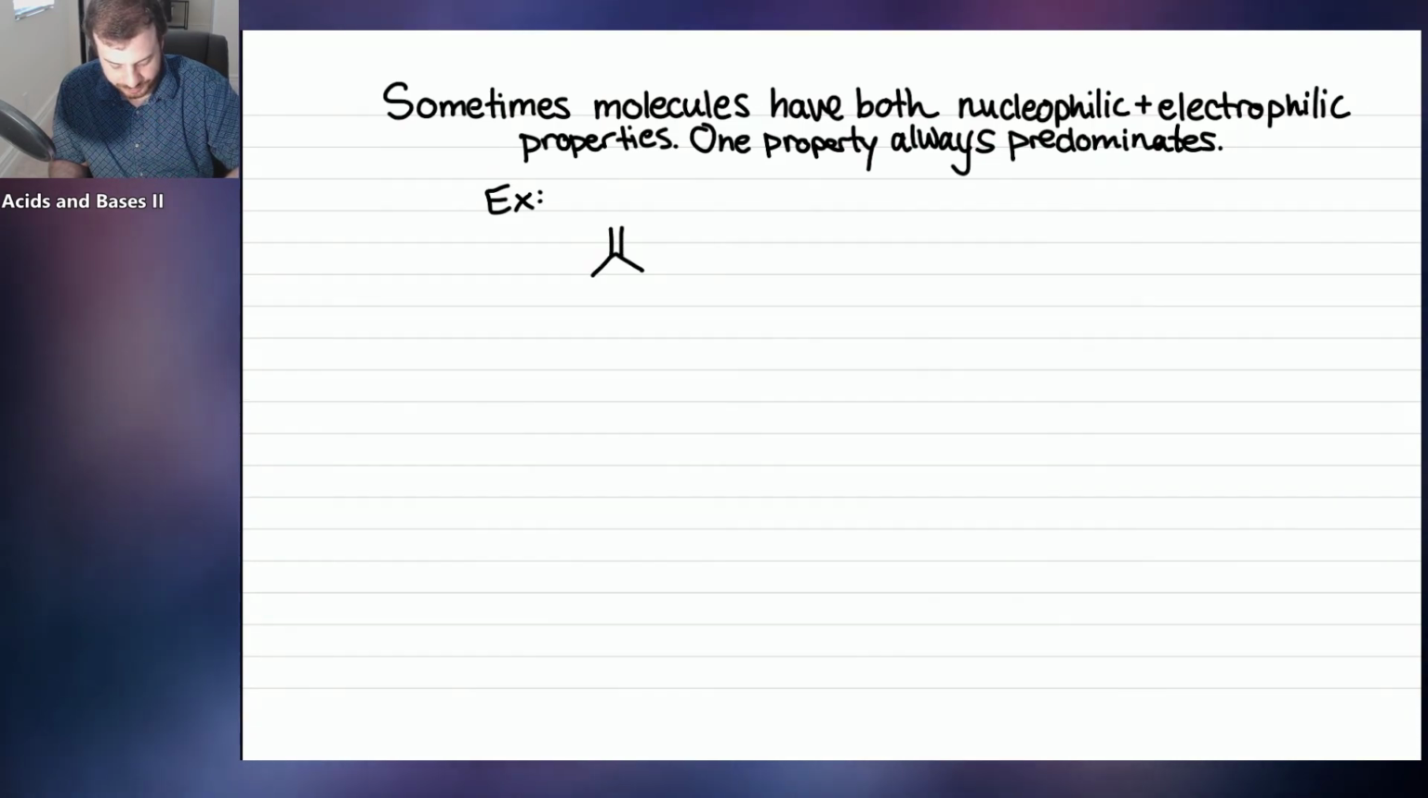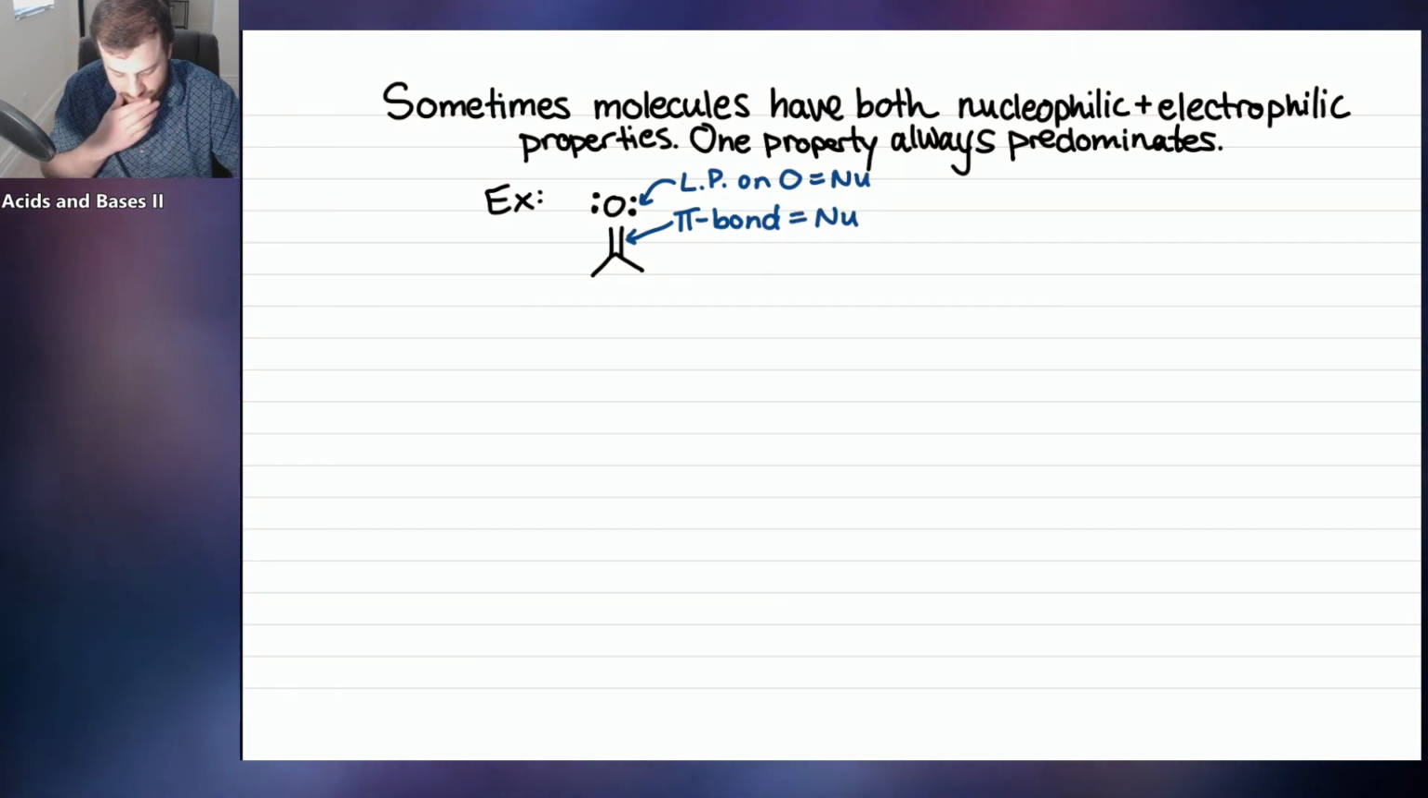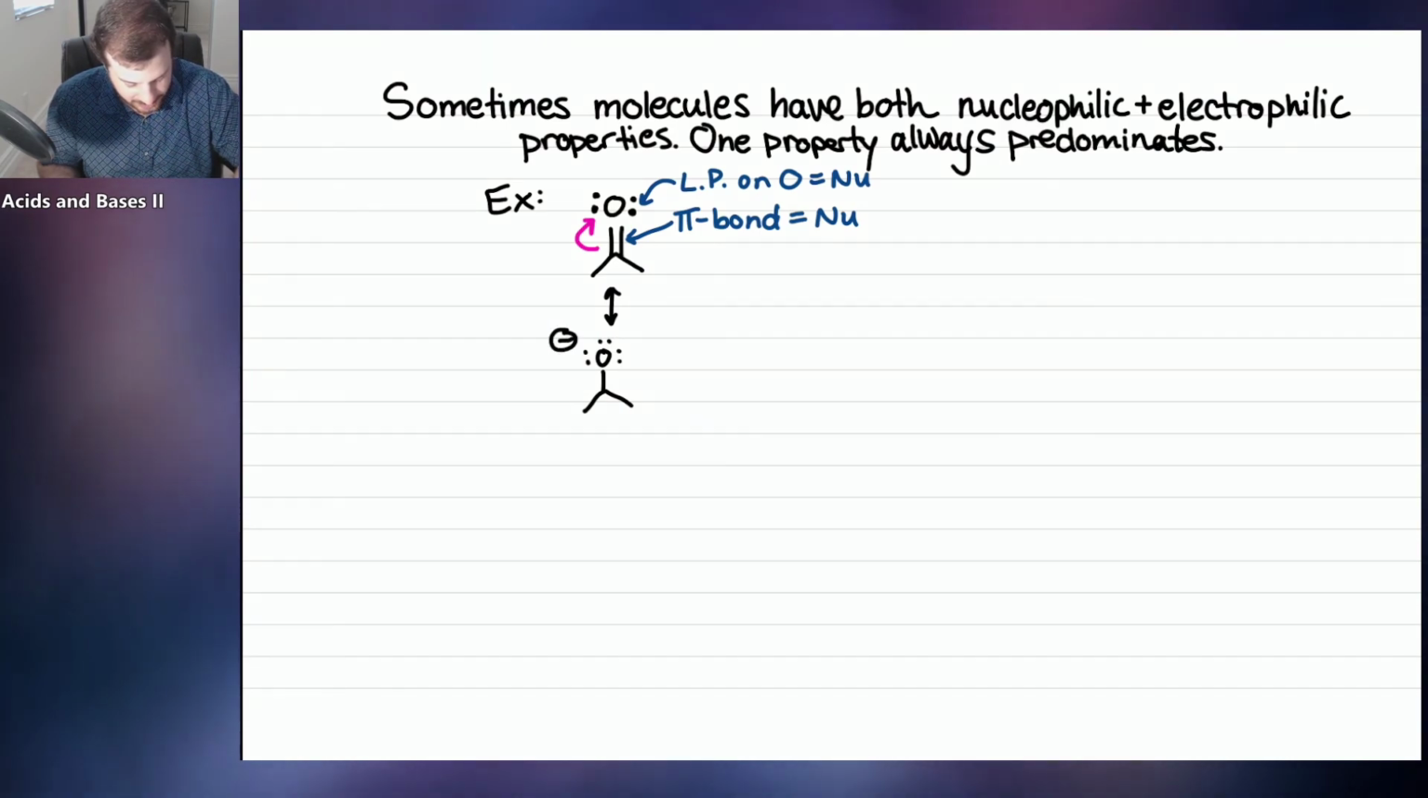Let's take acetone. So if we take a look at acetone, we've got two properties that tell us it's a nucleophile. We have a lone pair on O. That is nucleophilic. We've also got a pi bond. That is nucleophilic. However, we can also draw a resonance structure for our carbonyl compound. If we move electrons up onto oxygen, polar pi bond, we can get a resonance structure. It's not a major resonance structure, but it's a resonance structure nonetheless that looks like this.